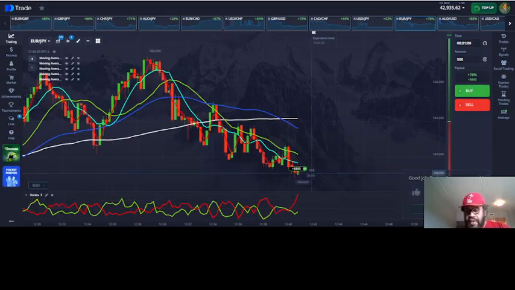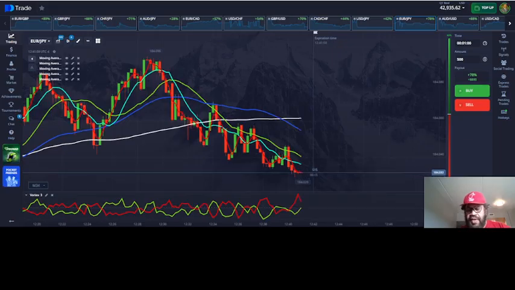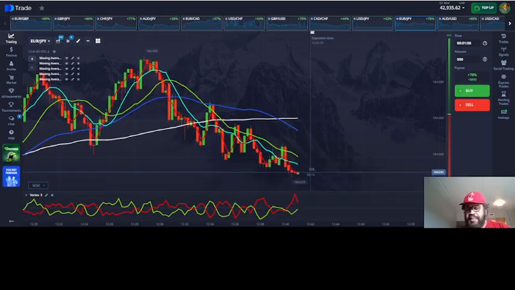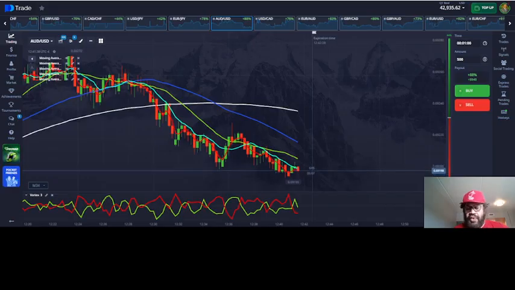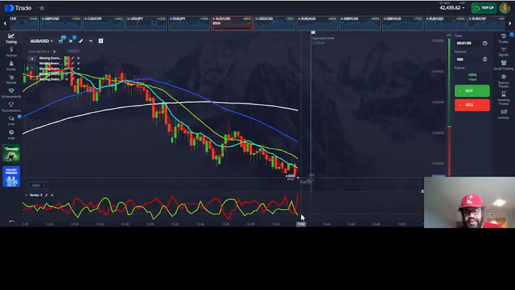Okay. All right, so that trade was in the money, 3 for 3. So let me pause the video and look for another setup. Okay, so I'm on the Aussie dollar, US dollar, waiting for the cross of the vortex line. And there we go. There goes the cross. So I went ahead and took a sell trade here.